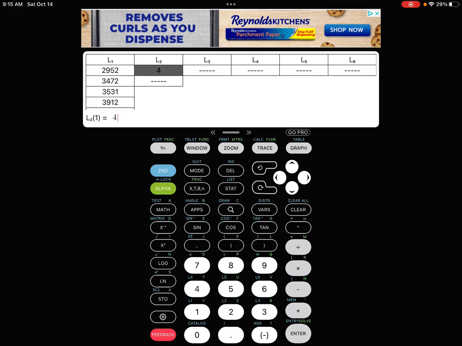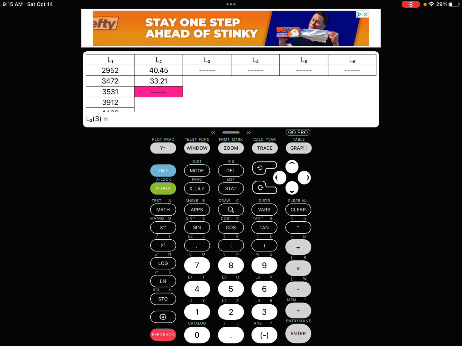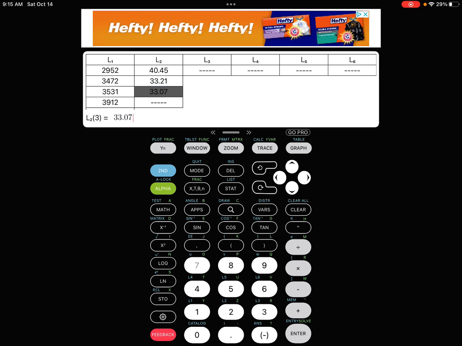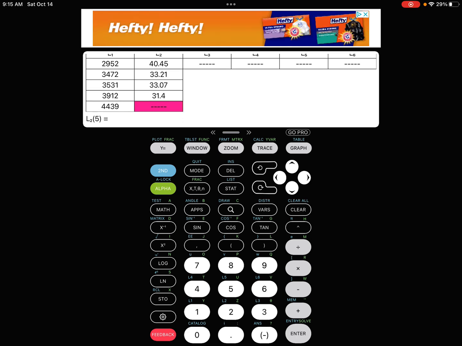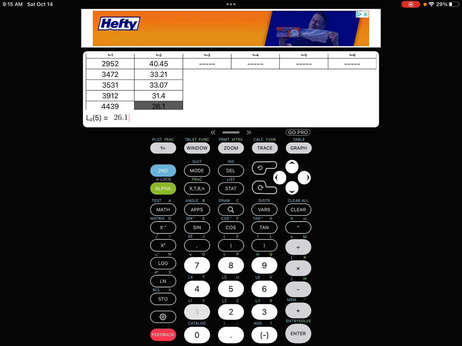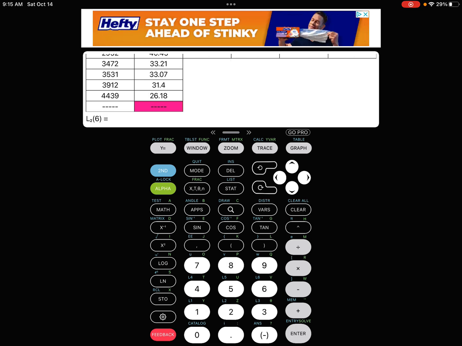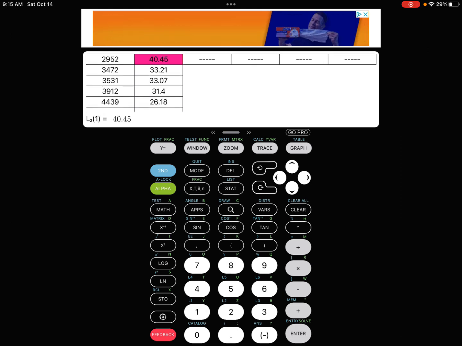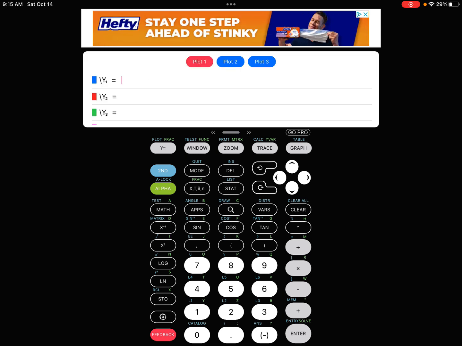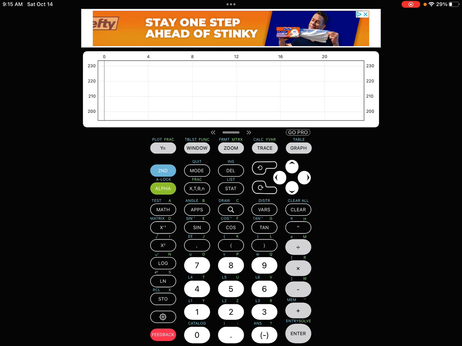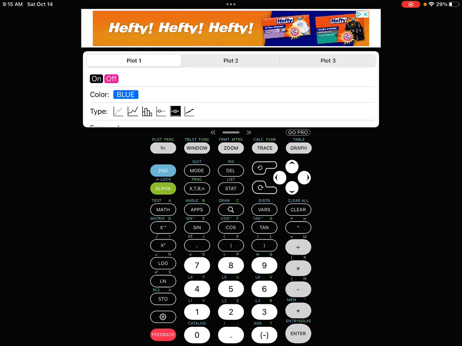2952. All right. 40.45. 3321. 3307. 3140. And 2618. Double check it over real quick, make sure nothing looks crazy. Make sure there's no equations in your y equals. I'm going to graph. Oh, I got to turn my plots on.